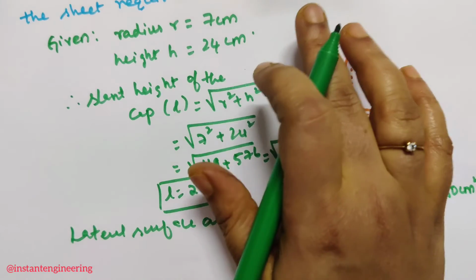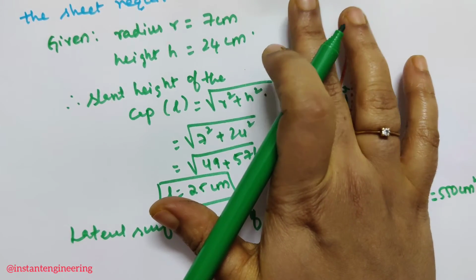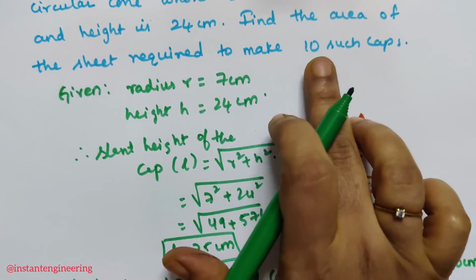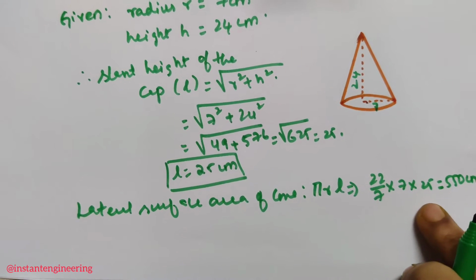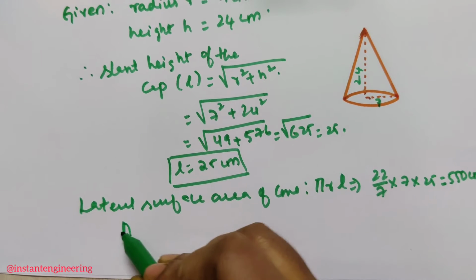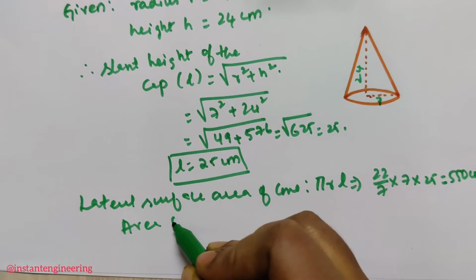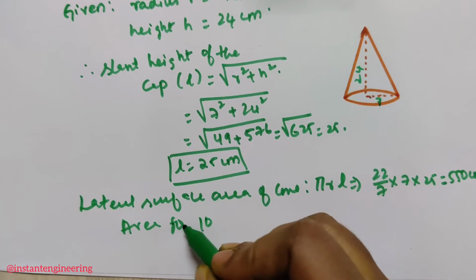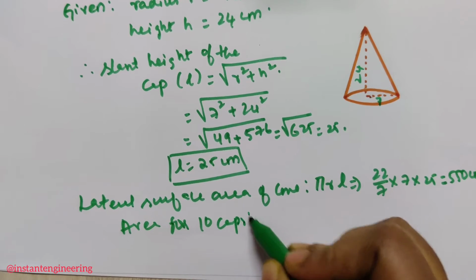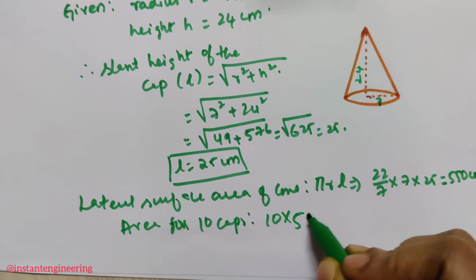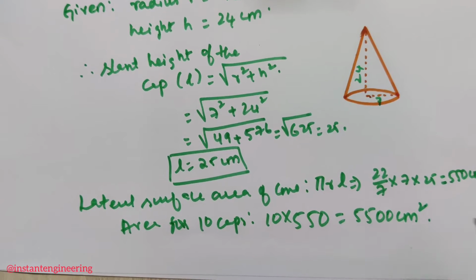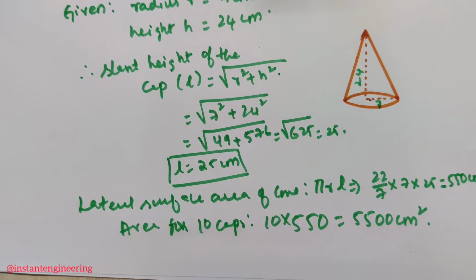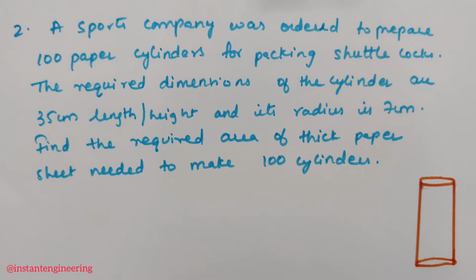Now he's telling us to find how much area is required for making 10 such caps. So if we multiply by 10, the area for 10 caps is 10 into 550, that is 5500 centimeters square. That's all. In the second question we'll see, the question is a little long, but the answer is very easy to solve.